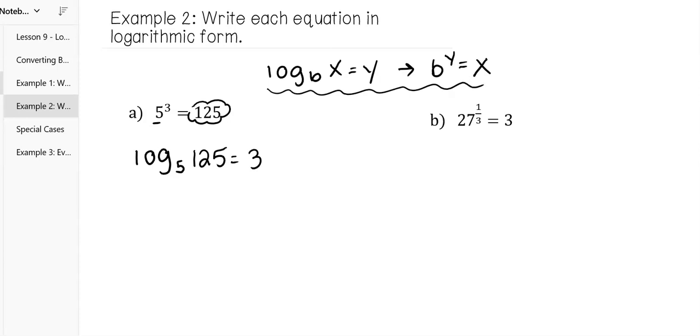Okay, so go ahead and do the next one on your own again. Okay, when we rewrite it, we've got log base b, so in this case, log base 27 of x. Well, x, what is our equation set equal to? It's set equal to 3 equals y, so what it is being raised to, which is 1/3.